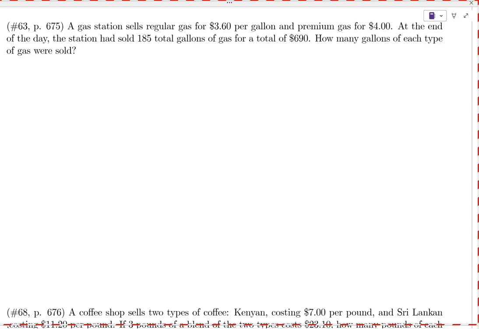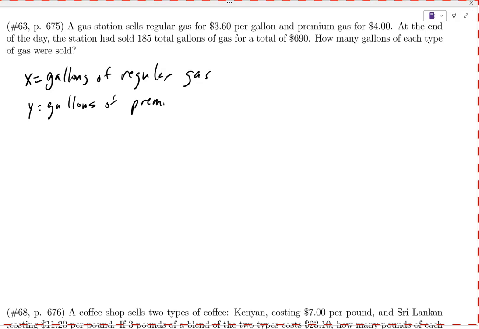It doesn't matter what you call the variables. I'll call them x and y again. So let x be the gallons of regular gas and y be the gallons of premium gas. So again, we have two variables.